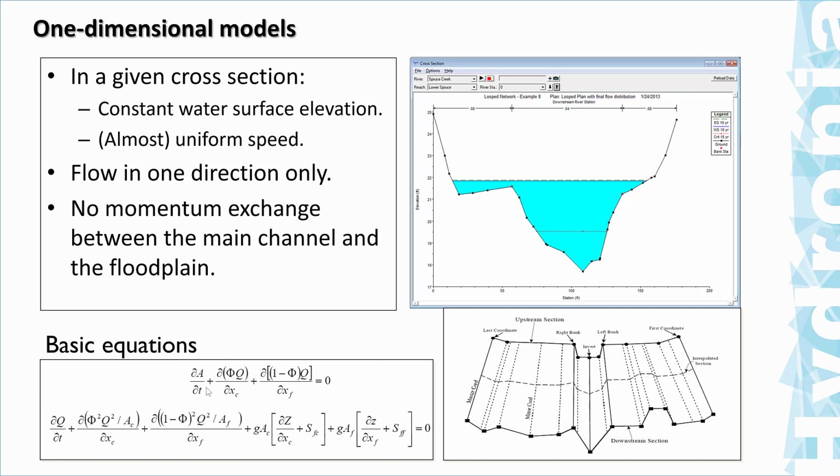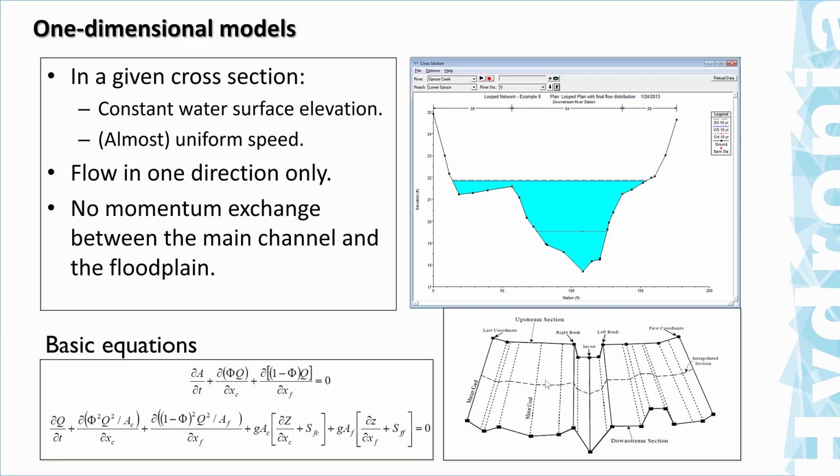The basic equations are the continuity equation, shown in the first one here, and the momentum equation in 1D. I will not get into the details of these equations, but I just wanted to point out that the main unknowns in these equations are the area of flow and the discharge, or flow rate, on a given cross-section. That is why these two variables essentially define the whole hydraulics in a given cross-section.